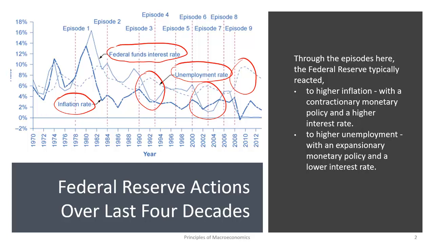So overall, the Fed is very consistent in terms of what they did in prior recessions and booms to control inflation and unemployment. Inflation was countered by contractionary monetary policy, and unemployment was countered by expansionary monetary policy.